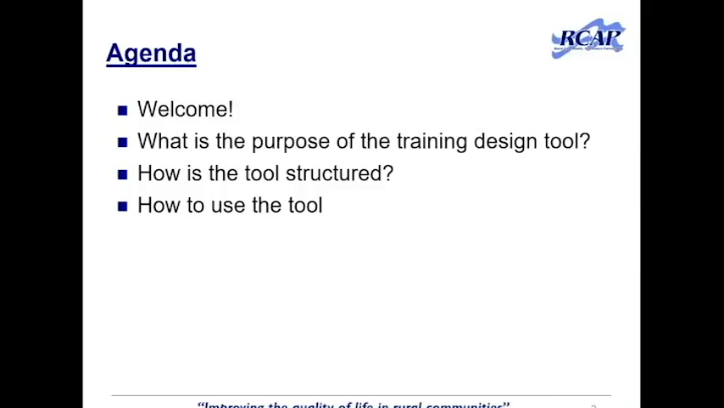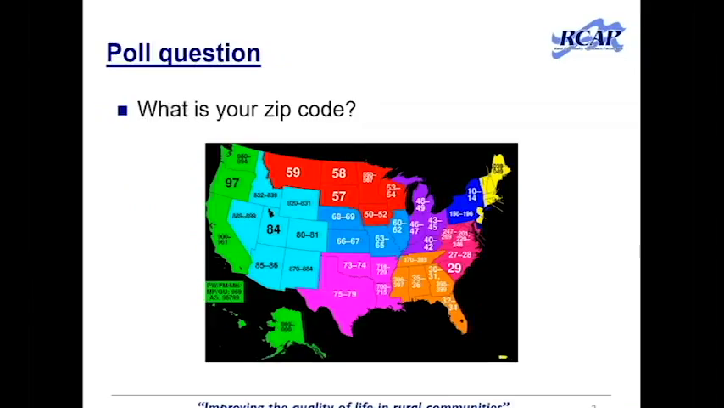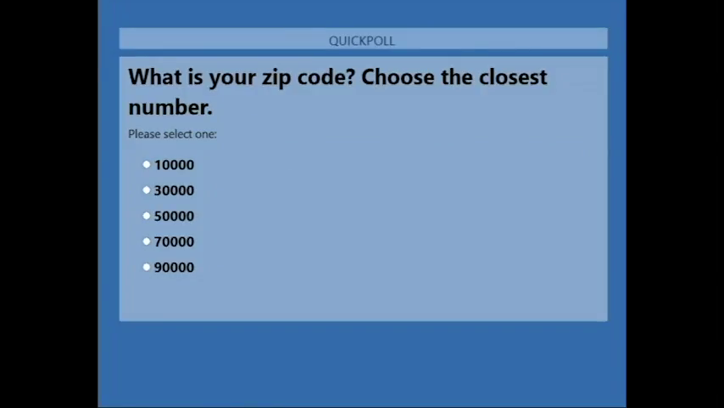The first thing I wanted to do was to see where folks are from and listening in. Looks like we've got about 26 people signed up, and there's going to be a poll. Looks like it's just showed up just now. So go ahead and click on the dot of the number that's closest to your zip code. If you're on the West Coast, you're going to be in the 90,000 range, and folks over on the East Coast are going to be close to 10,000.